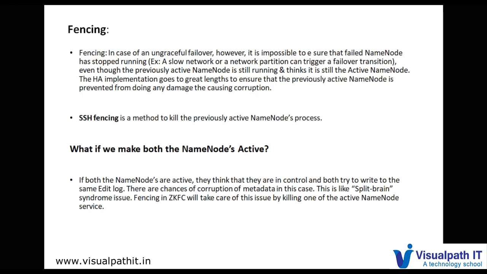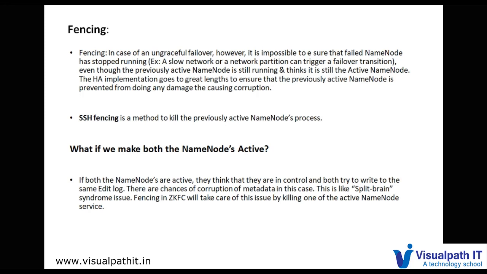Okay, and what if we make both name nodes active? What will happen? For example, if you keep both the name nodes active, both are trying to write the metadata. They think that both name nodes are in control of the Hadoop cluster, and they both are trying to write the metadata, but somehow the metadata files will be corrupt, and the entire Hadoop cluster metadata will be corrupted. It is useless, right? So that is called the split brain syndrome issue.